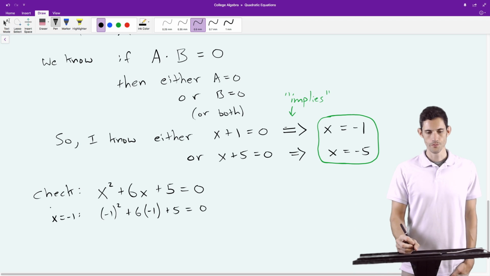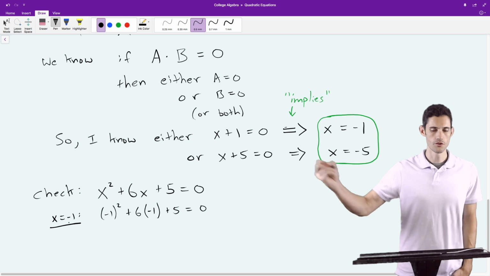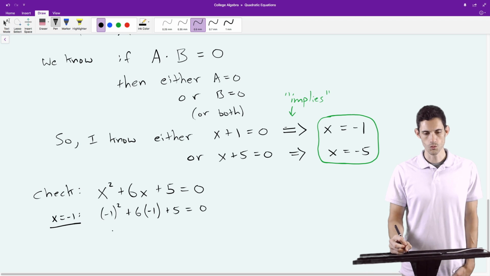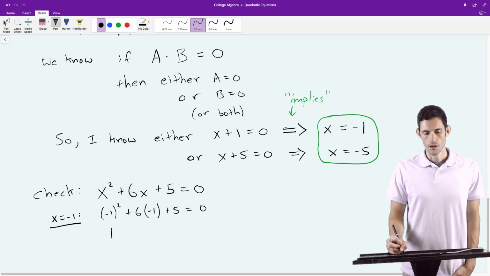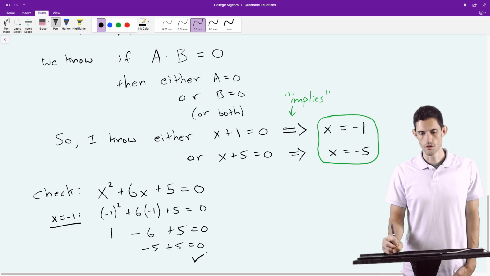So in this pass through, I'm doing x equals -1. So all the x's are -1. So -1 squared is 1. 6 times -1 is -6. And then plus 5 equals 0. So 1 minus 6 is -5, plus 5 equals 0. And that works out.